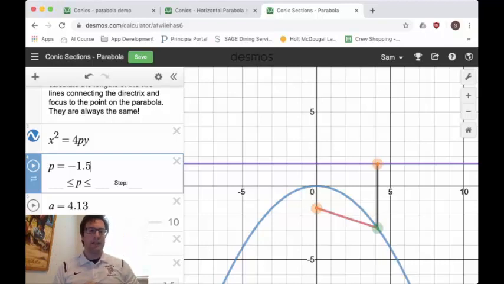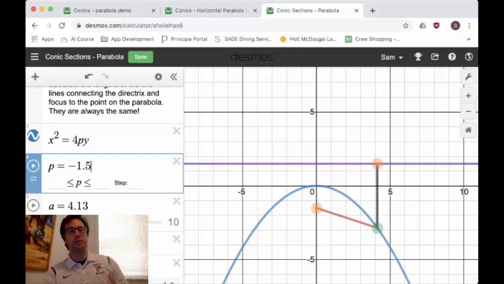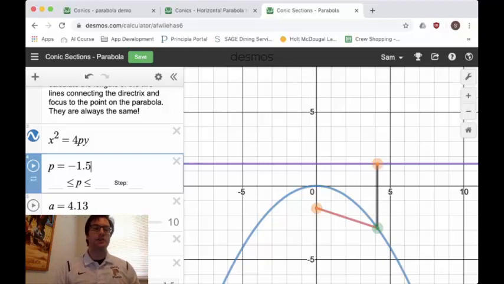and -1.5 times 4 is -6, so that was our equation, x squared equals -6y. And our focus is at (0, -1.5). Our directrix is at y equals positive 1.5. Okay, so that's the first thing that we have to know how to do: here's an equation for a parabola, how do we find the focus and the directrix?